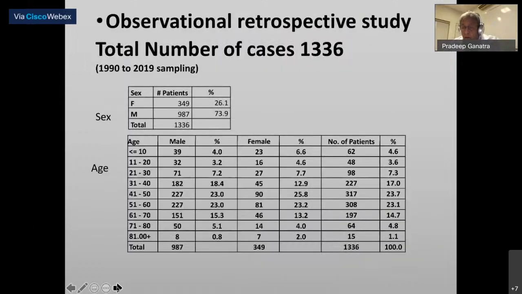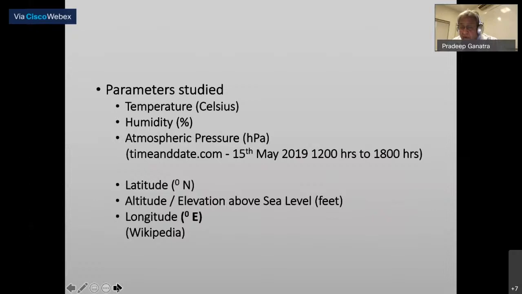Take this example. I took randomized samples from the year 1990 to 2019. What I studied was 1,336 cases, where males comprised 70% of the stones. The age in which it was frequently seen was between 40 and 60, both in males as well as the female population. The residential location of the patient was noted, and the parameters studied were temperature in Celsius, humidity in percentage, and atmospheric pressure in hectopascal. This data was collected from the website of timeanddate.com.